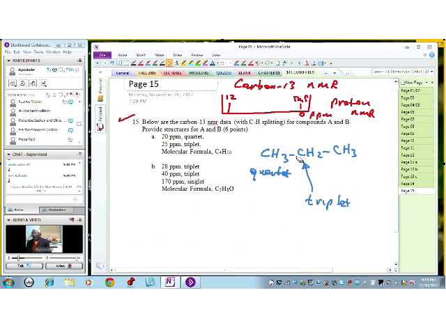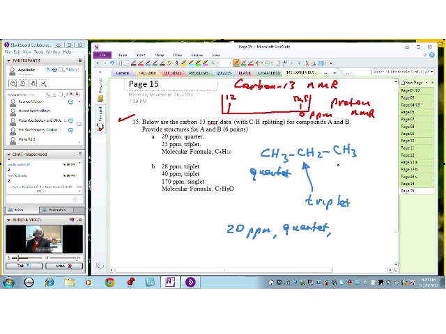So therefore, if somebody asks me to give the carbon-13 NMR data for this, this is what it will look like. It will look like 20 parts per million for this carbon here, and then the multiplicity will be a quartet.